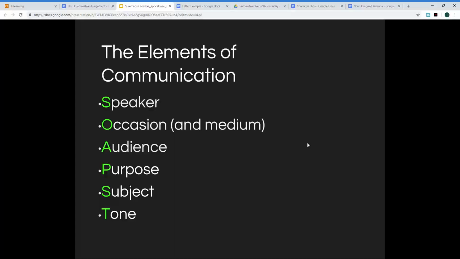So you're the speaker, obviously. The speaker is whichever persona you're writing from. Occasion, so the occasion is the zombie apocalypse. Medium, letter. Your audience is the doctor and the selection committee. Your purpose is obviously to be considered to get that vaccination and to be able to live in this safe compound that has resources, things to help you survive. The subject, this is the topic of your essay. You're persuading them to give in to you. Your subject is whatever you end up talking about within there to persuade them.